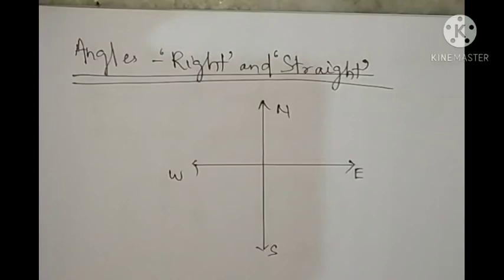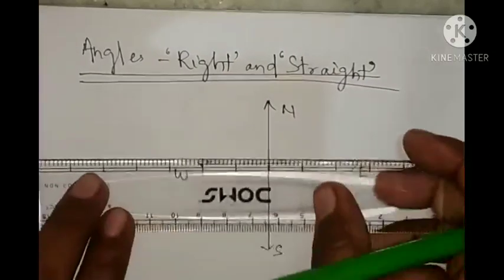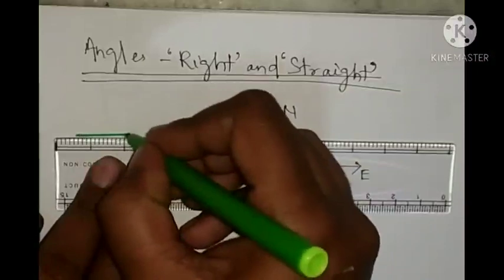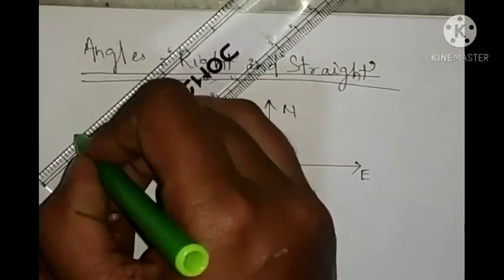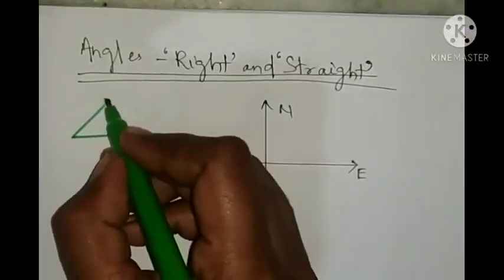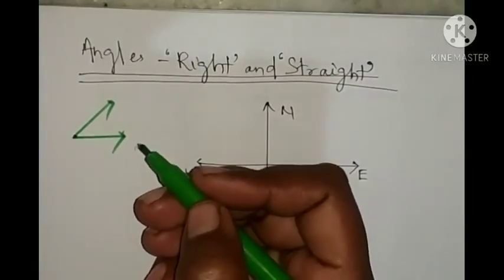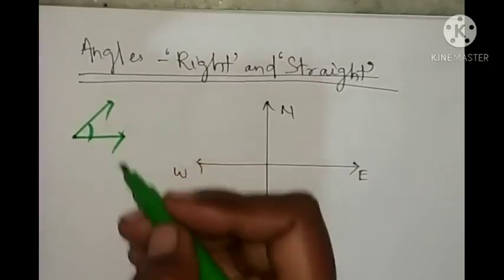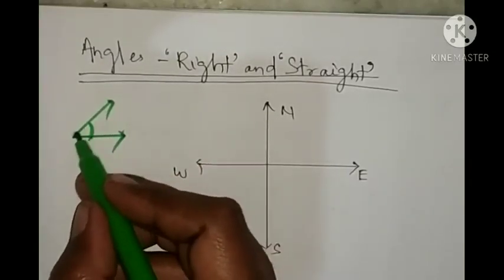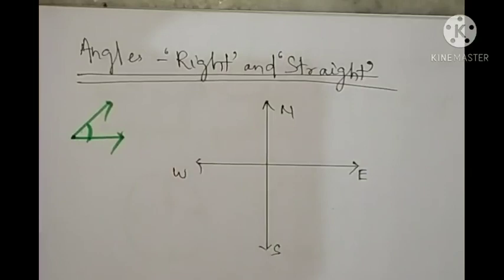Next is angles, right and straight angles. So we have studied about angles. Angle is formed by 2 rays which have a common point. So if this is an angle, I am drawing one simple angle. Okay, so an angle has 2 rays or line segments and it has a common point. That is called an angle.